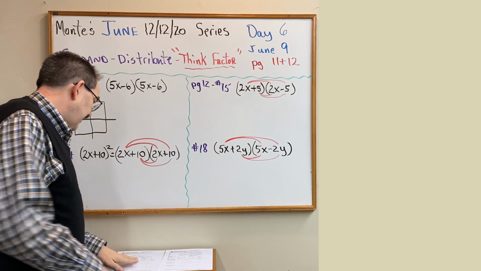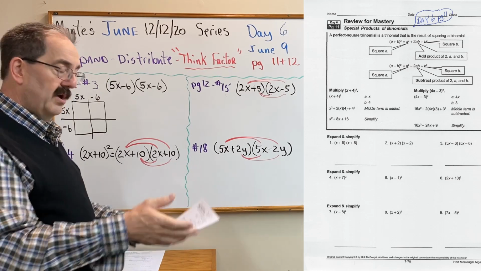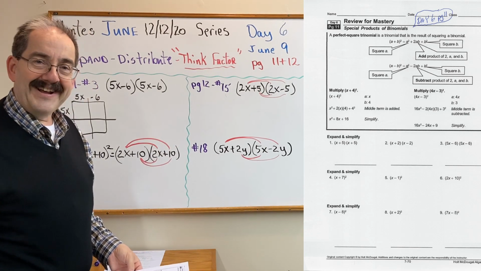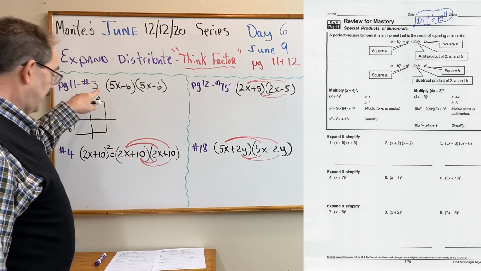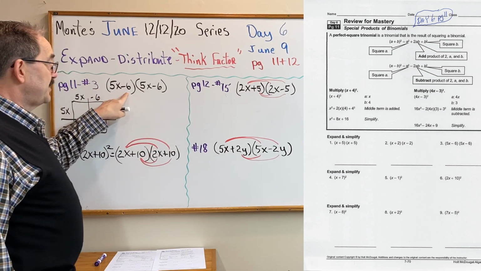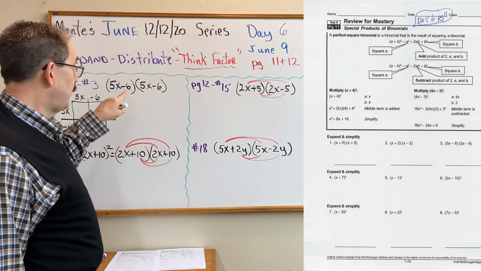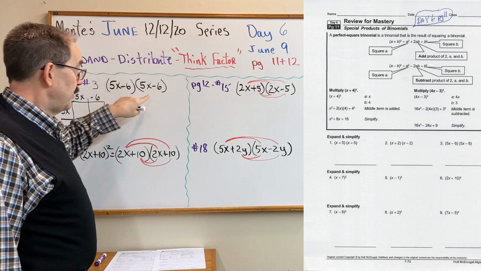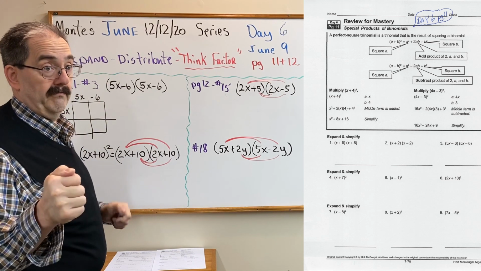We're on page 11, and I thought we would just do problems 3 and 4, then we'll do a couple other problems and we'll call it a day, all right? All right, here we go. So, number 3, 5x minus 6 times 5x minus 6. Okay, those are the zeros. Those are the factors. Those are the solutions. That's what we're looking for.